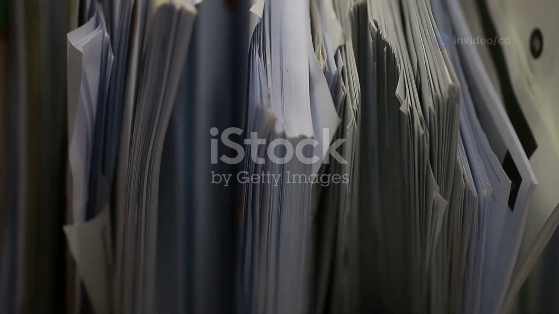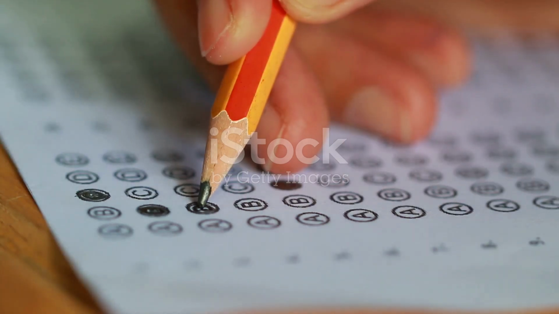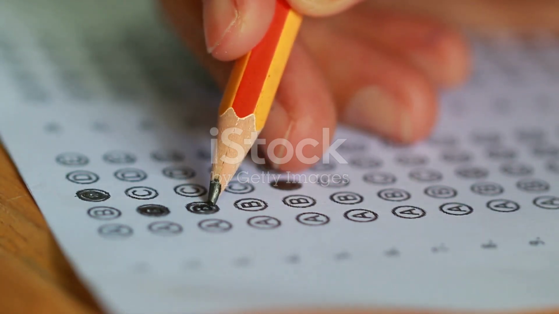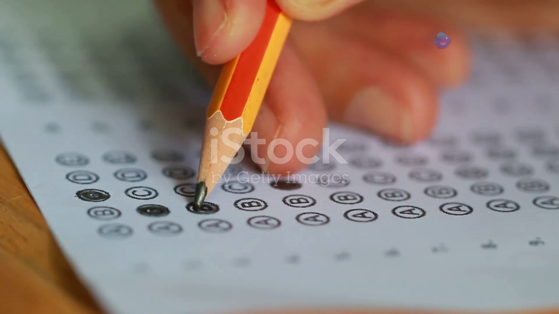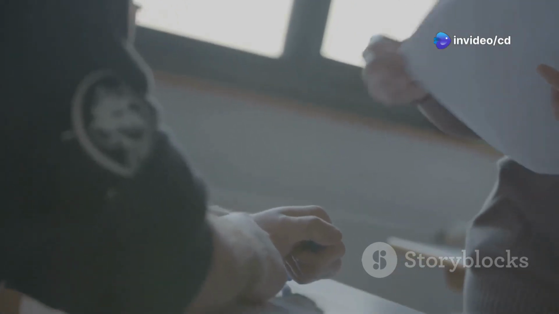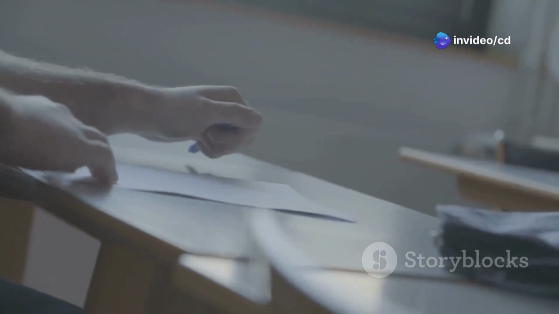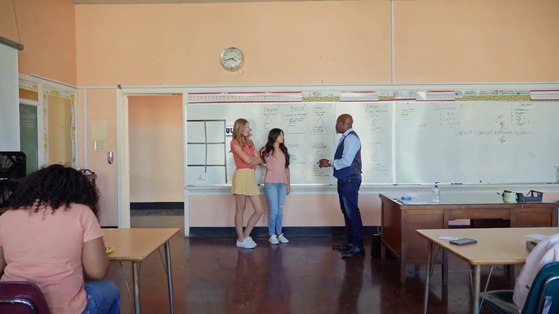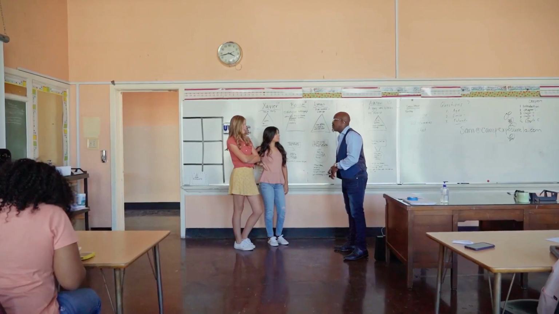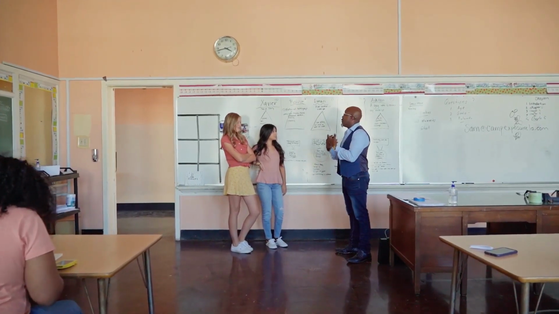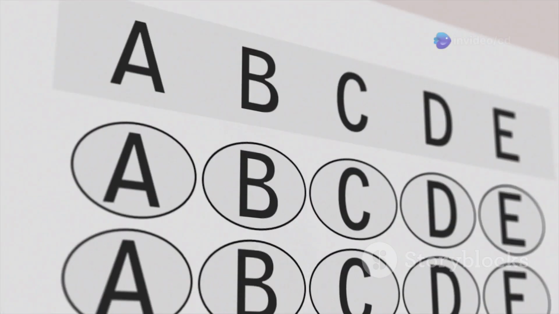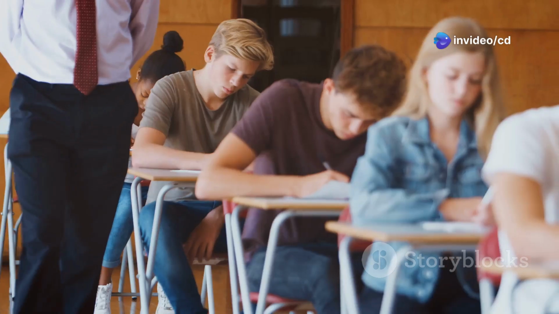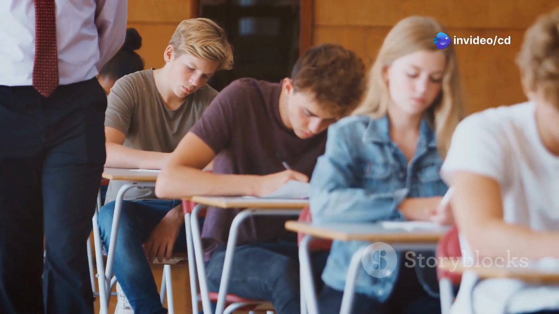There are many types of assessments, each with its purpose. Norm reference tests, or NRTs, compare a student's performance to that of their peers. These tests are standardized, meaning they are administered and scored in a consistent manner. Criterion reference tests, or CRTs, measure a student's mastery of specific learning objectives. These tests focus on what students know and can do. They're not designed to compare students to each other.